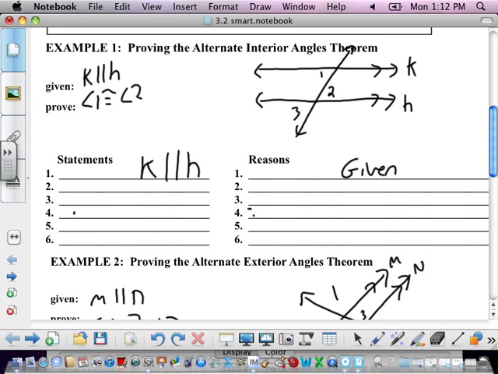All right, let's look at this picture. We're trying to prove that alternate interior angles are congruent. But when you prove something, you can't use that in the proof, right?